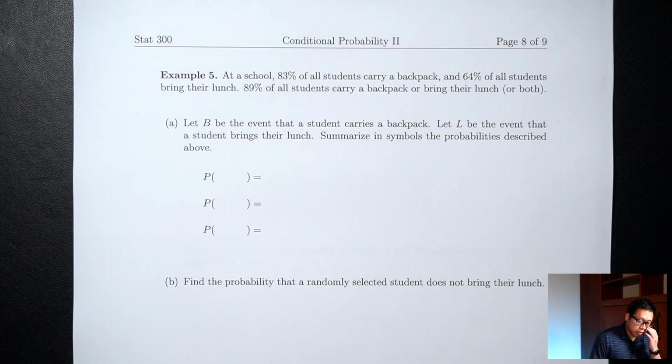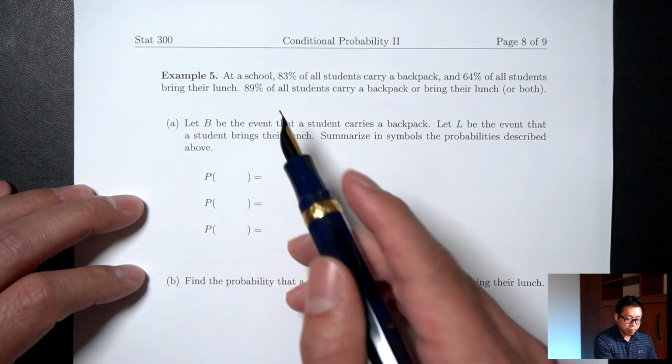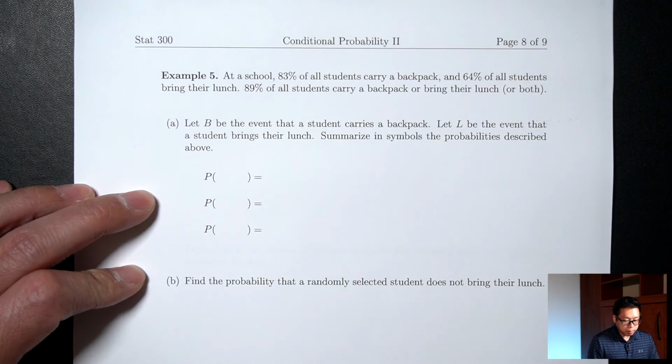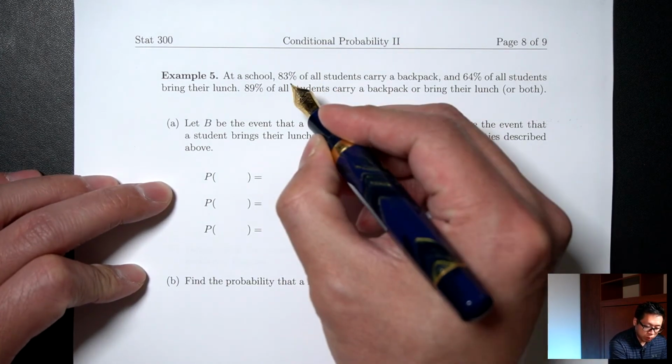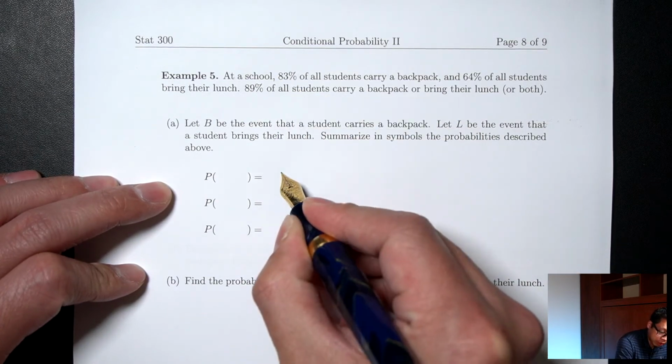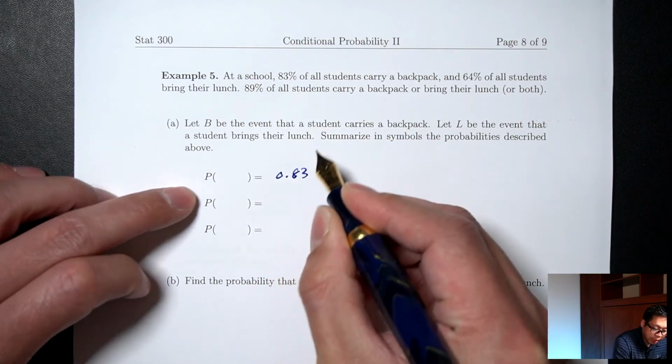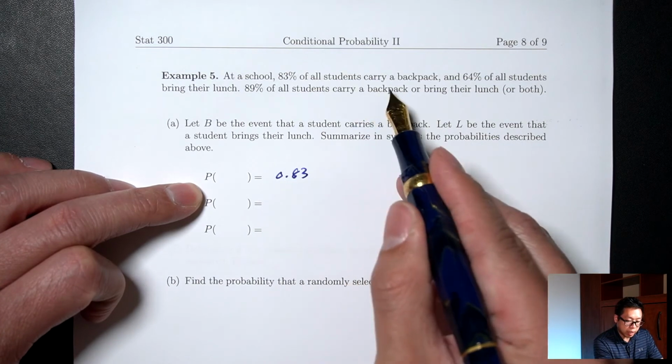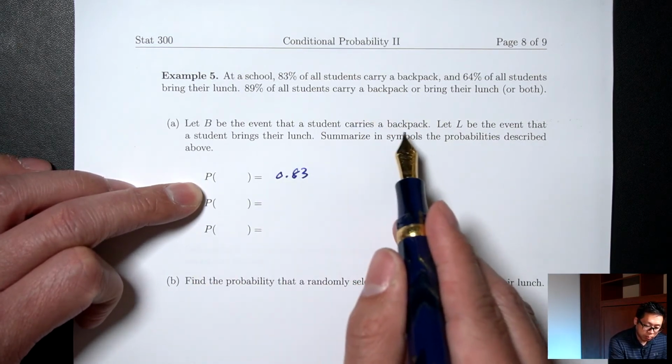Okay, so the first one I need to translate is the 83%. 83% as a decimal, so move the decimal point 2 to the left. That's 0.83. And that was the probability that a student carries a backpack. And backpack was B here.